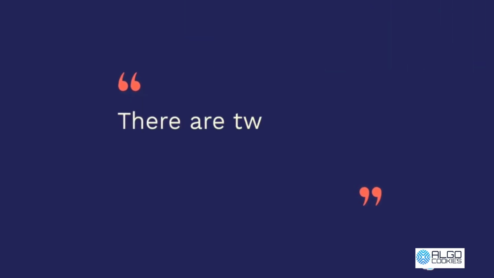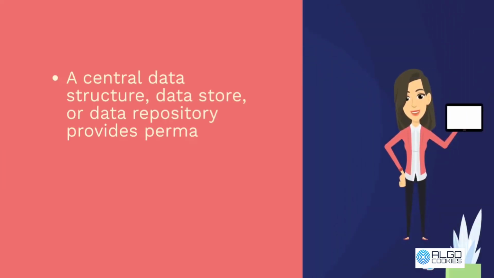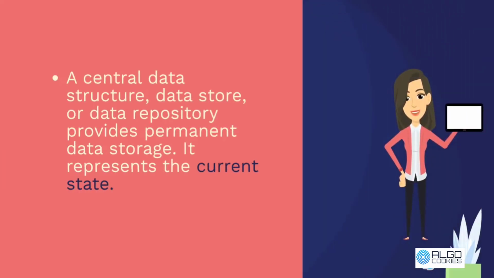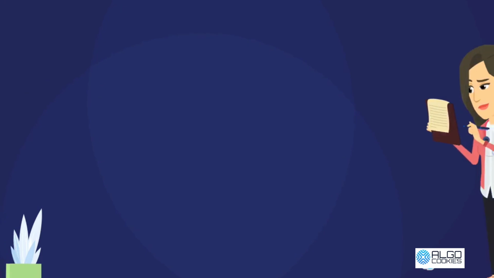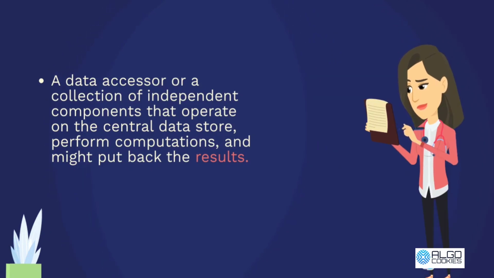There are two types of components. A central data structure, data store, or data repository provides permanent data storage. It represents the current state. A data accessor or a collection of independent components that operate on the central data store, perform computations, and might put back the results.